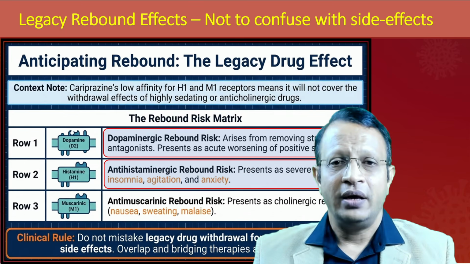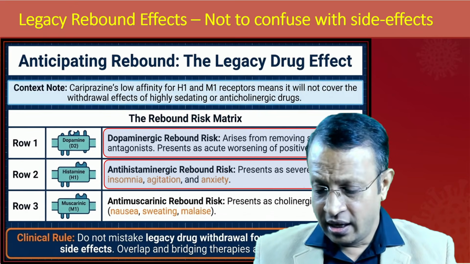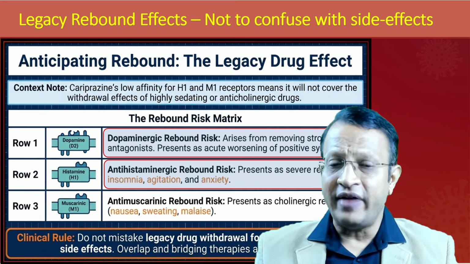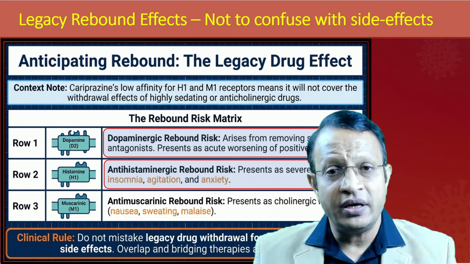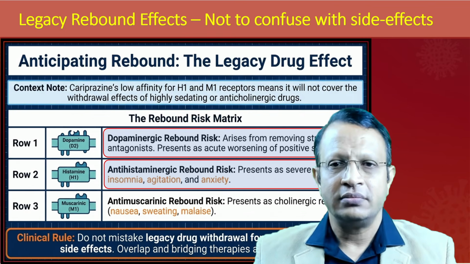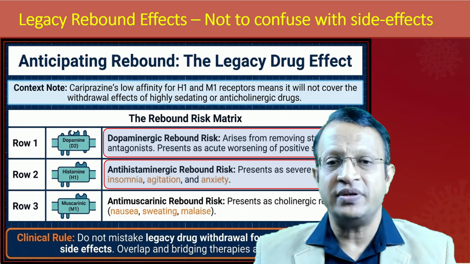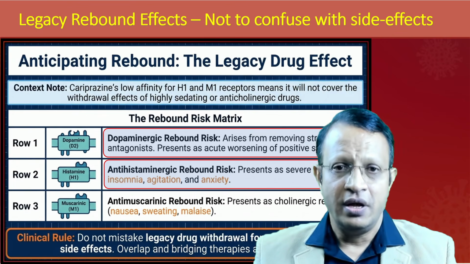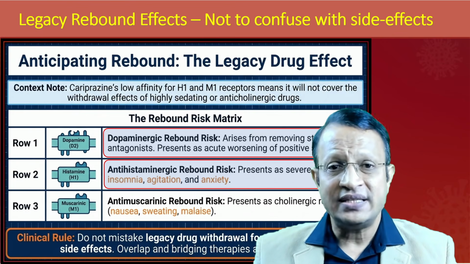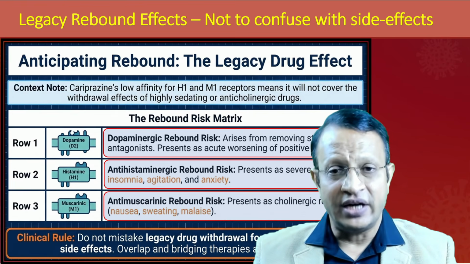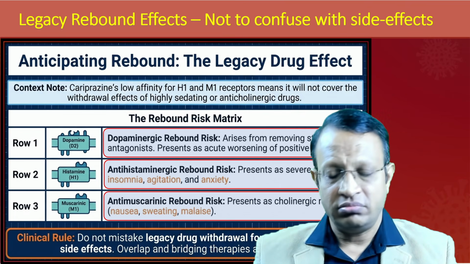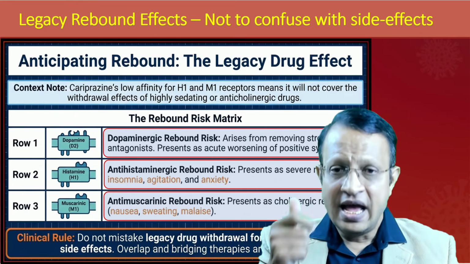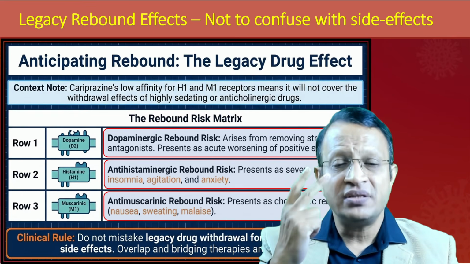Suppose you are giving a medication like olanzapine, which has an antihistaminic side effect, and suddenly you stop olanzapine. Since cariprazine does not have such effects, there can be an antihistaminic rebound effect. Insomnia, agitation and anxiety can occur. This also should not be confused with cariprazine side effects. It is because we were giving olanzapine or quetiapine, and suddenly stopping them can cause this. Further, if you are giving a medication which has an antimuscarinic effect, and you suddenly stop that and introduce cariprazine, there may be nausea, vomiting and malaise. Hence, my dear friends, you need to remember the dopaminergic rebound risk, antihistaminic rebound risk and antimuscarinic rebound risk.